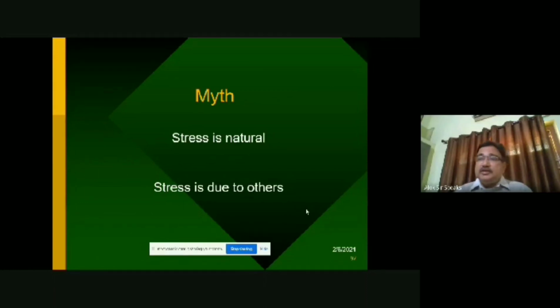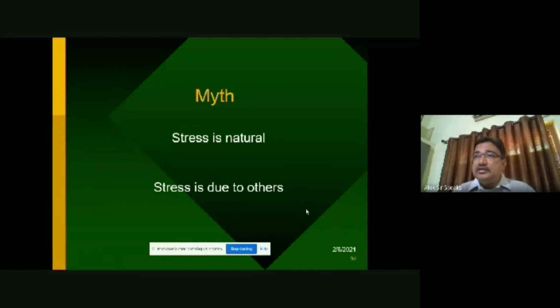Because with the same trigger, with the same stimulus, the responses of different persons can be different. Suppose somebody is scolding us with a slang, or some wrong wording he is using against us. If he is using the same word against me, I may respond in a different way, I may react in a different way than the way you will react. So our responses and our reactions will be different. They will not be exactly the same. Had it been natural, both of them would have been the same. But that is not the same in the actual situation. So stress is not due to others.